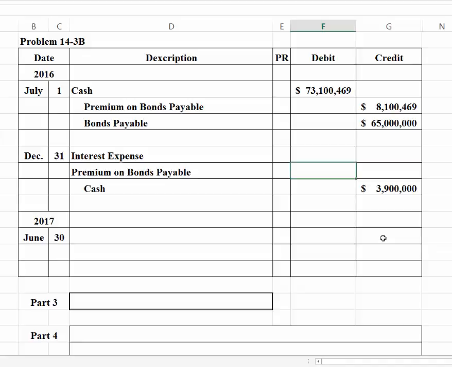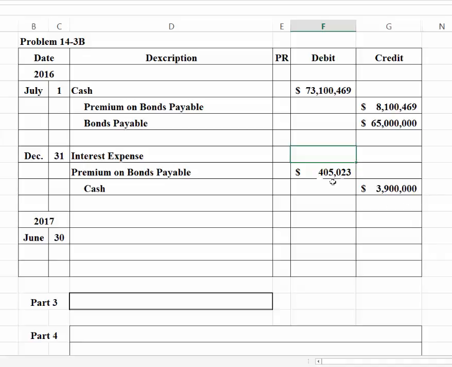To determine what the amount should be amortized out of the premium on this particular bond each time we make an interest payment, remember that it says straight line, so we would take the actual premium on bonds payable, the $8,100,469, and we would divide it by the number of interest payments that there will be in this length of this bond. It is a 10-year bond, 2 interest payments per year, which means 20 payments. So the $8,100,469 divided by 20 and then rounding to the nearest dollar would be $405,023.